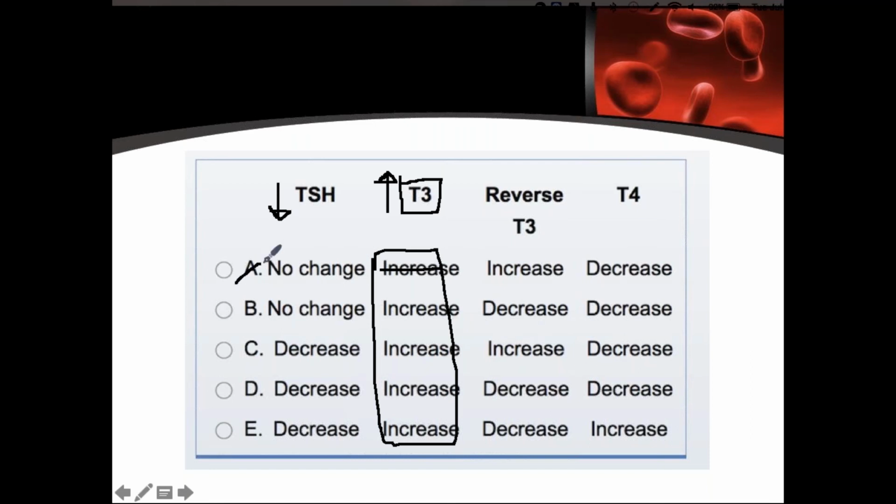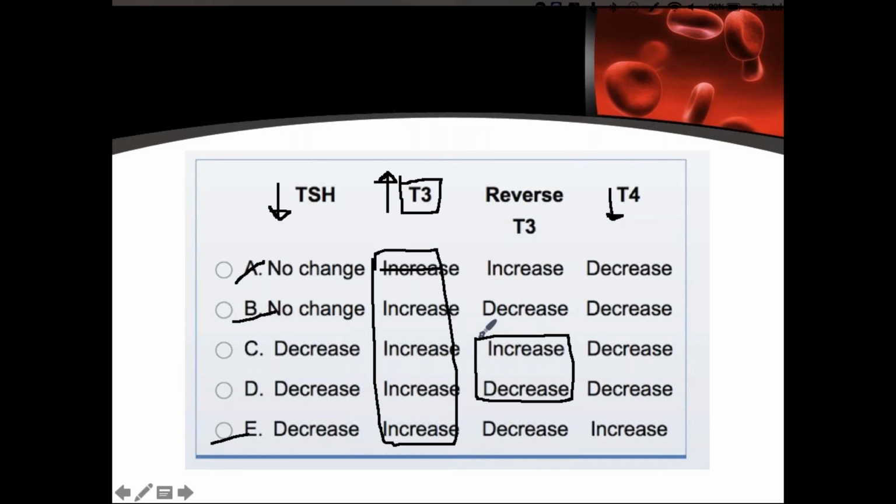When my TSH goes down, what did we just say in the last problem? TSH determines your T4. So if my TSH goes down, then my T4 must go down. Now we've gotten rid of E. Now it's all down to this right here. What in the world is going to happen to my reverse T3? Does it make sense to you if I say reverse T3 is made from T4, just like T3 is made from T4? So reverse T3 is made from T4. If there is less T4, then there's going to be less reverse T3.